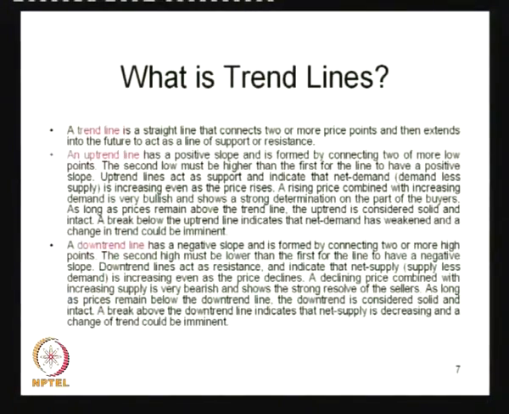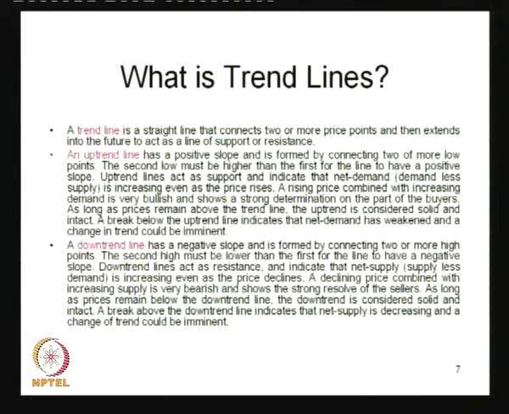So, it is because of this that we should always buy this particular stock, because in the future the price may go up. But whenever we talk about the downtrend line, it has a negative slope and is formed by connecting two or more high points. That means the price has already gone up, and that is why in the near future it will show a declining trend.